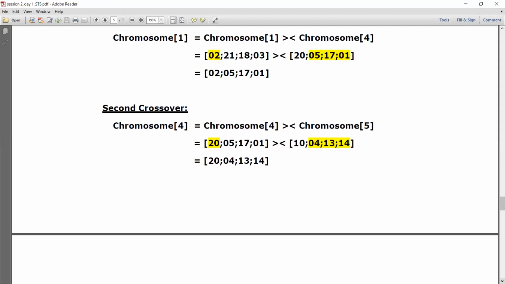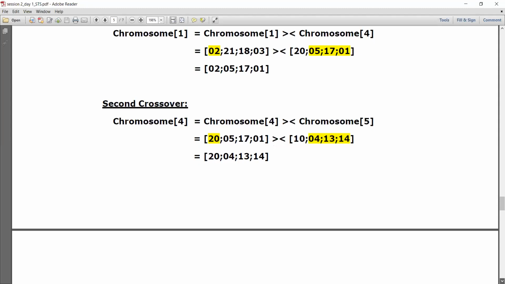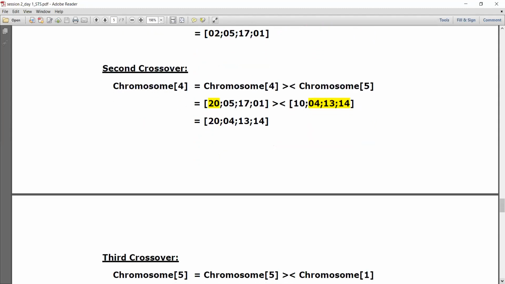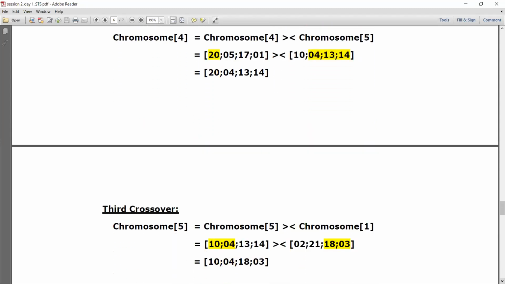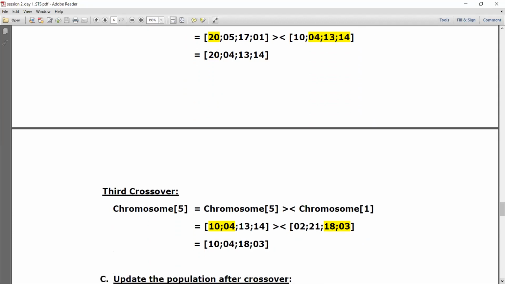Same way you can proceed for the next crossover also. Because for the second crossover also, fortunately, we have got the same cut point. So the procedure is going to be the same. For the third crossover, the procedure is a little different because the cut point is 2.